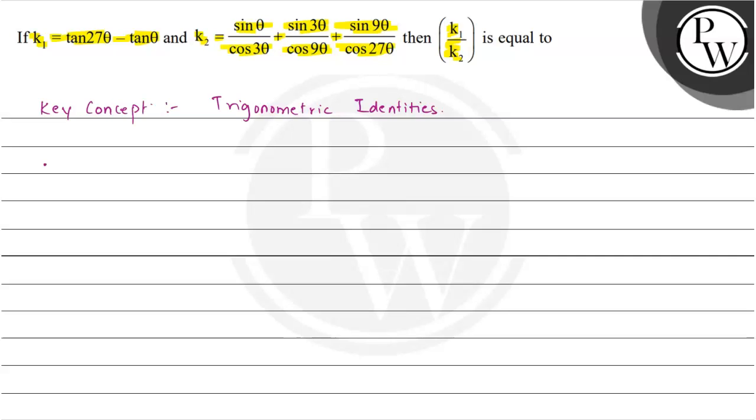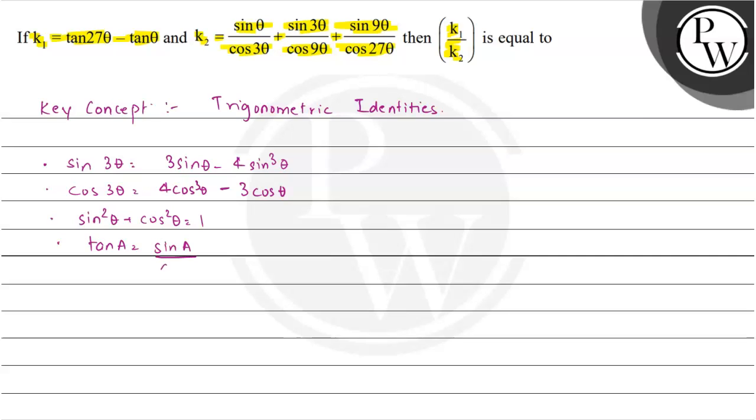And the first trigonometric identity that I'll use is sine of 3 theta is equal to 3 sine theta minus 4 sine cube theta. Second is cos of 3 theta is equal to 4 cos cube theta minus 3 cos theta. The third identity that I'm going to use is sine square theta plus cos square theta is equal to 1. Fourth identity that I'm going to need is tan of A would be sin A upon cos A.